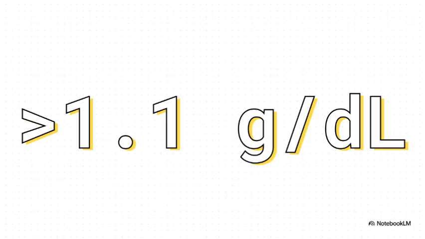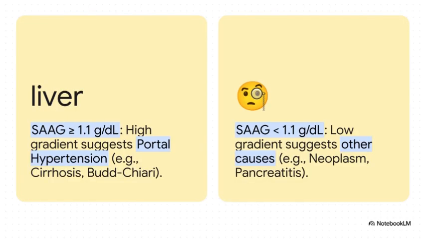And here it is, this number, 1.1 grams per deciliter. You need to burn this number into your brain. This is the critical cutoff value for what's called the serum ascites albumin gradient, or SAAG. It's what makes sense of everything. It's actually a really simple calculation. You just take the albumin level from the patient's blood and subtract the albumin level from the ascitic fluid.